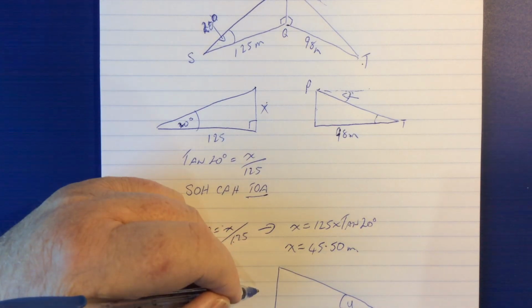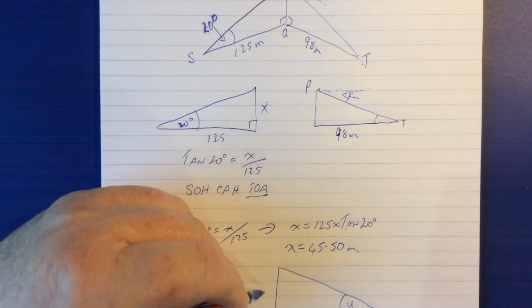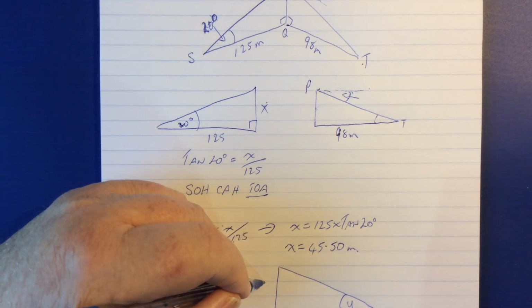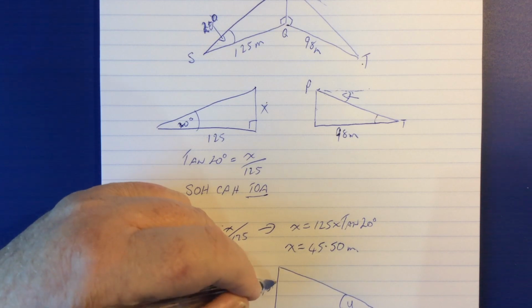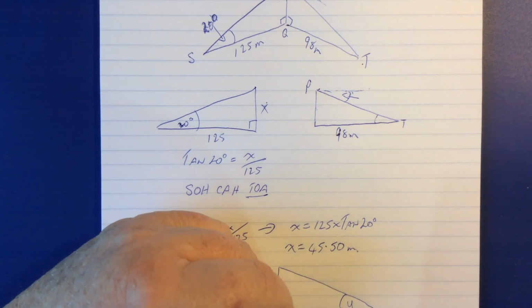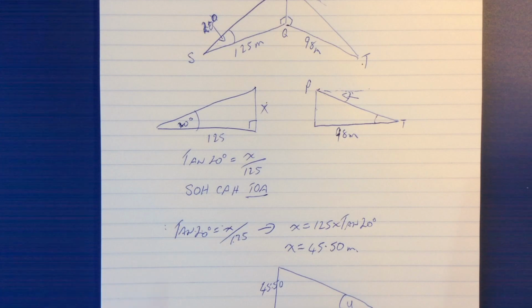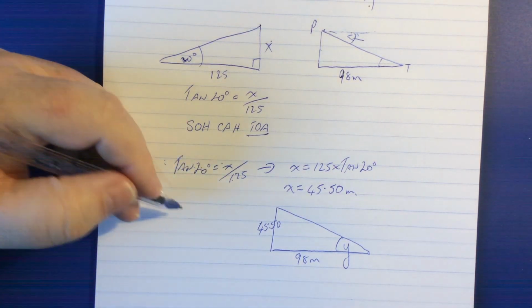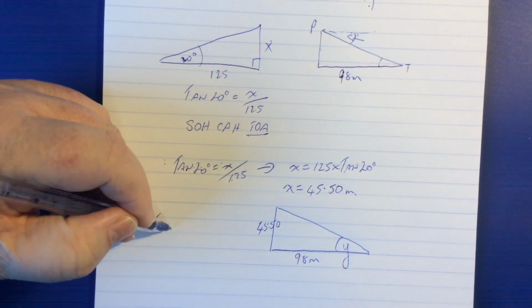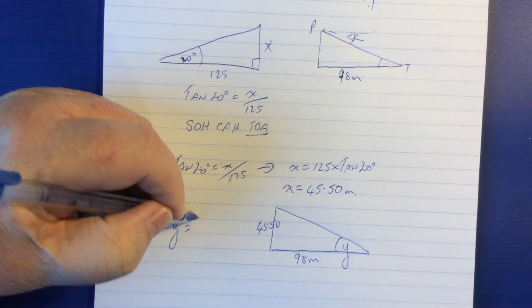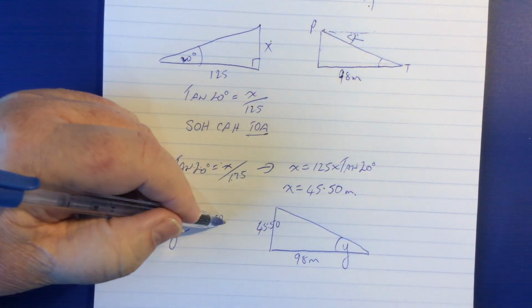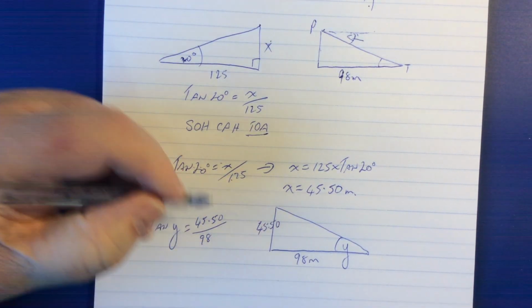Now, I know that I can now find this angle here because I have 45.5 here, and I have 98 meters there. So I have two sides, I can find an angle. Okay, so we're still in the tangent business. The tangent of y is going to equal 45.50 and all its decimals divided by 98.